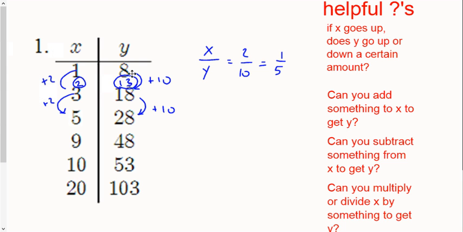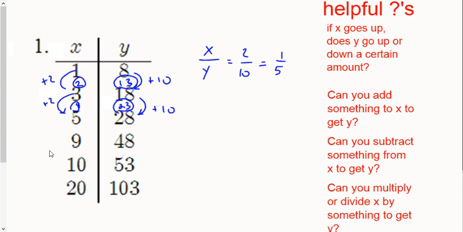So 8 plus 5 is 13, plus 5 is 18. Okay. If I add 1 to 3, that puts us at 4. If I add 5 to 18, that puts us at 23. If I add 1 to 4, it puts us at 5. And if I add 5 to 23, it puts us at 28.